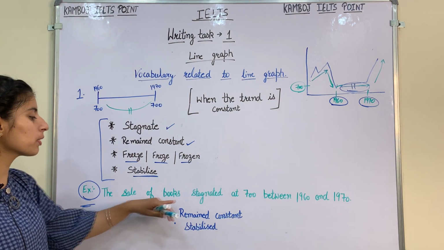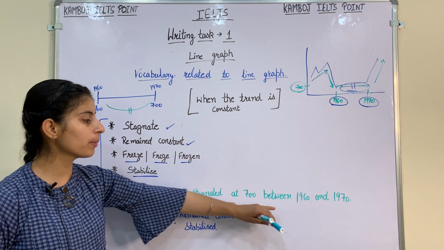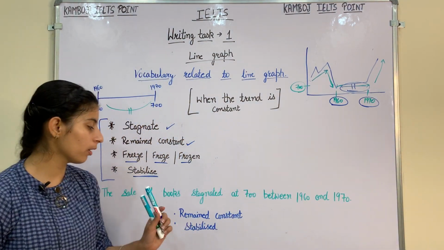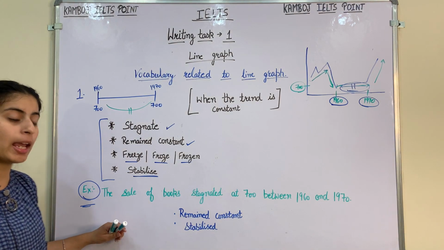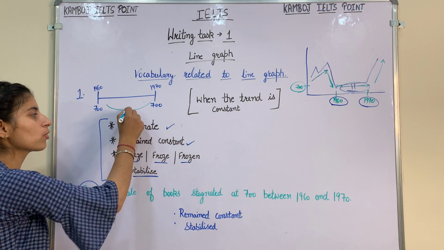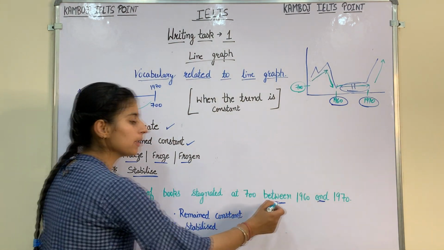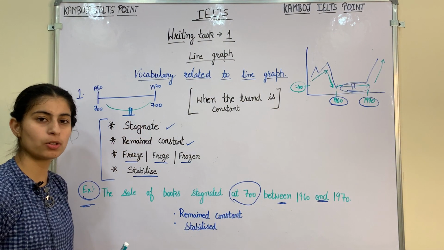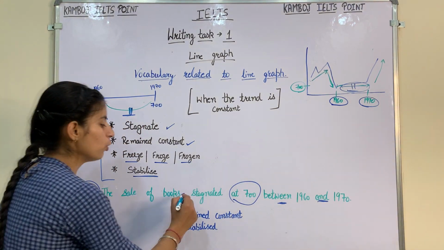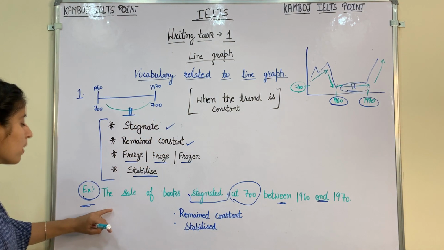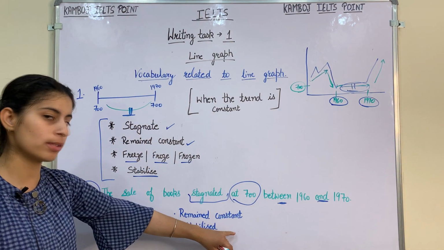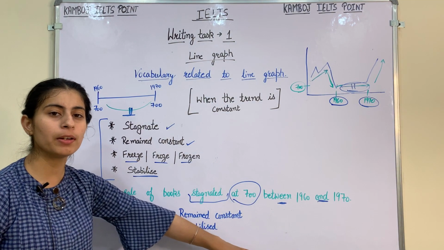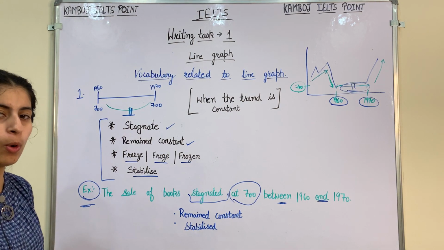The sale of books stagnated at 700 between 1960 and 1970. The line expresses the sale was stagnated. That means the sale was constant between 1960 and 1970 at 700. So it's quite clear. You can use synonyms of these words. You can say the sale of books remained constant. You can also say the sale of books stabilized at 700. You can use any word you want to.